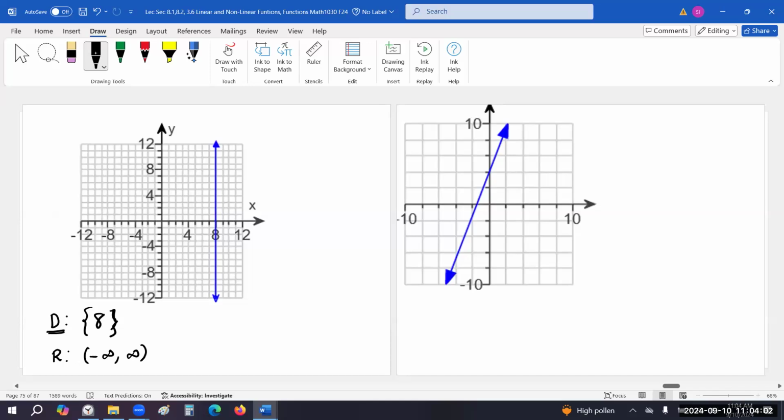How about the next? This line is going on forever. This line is going upward also forever.